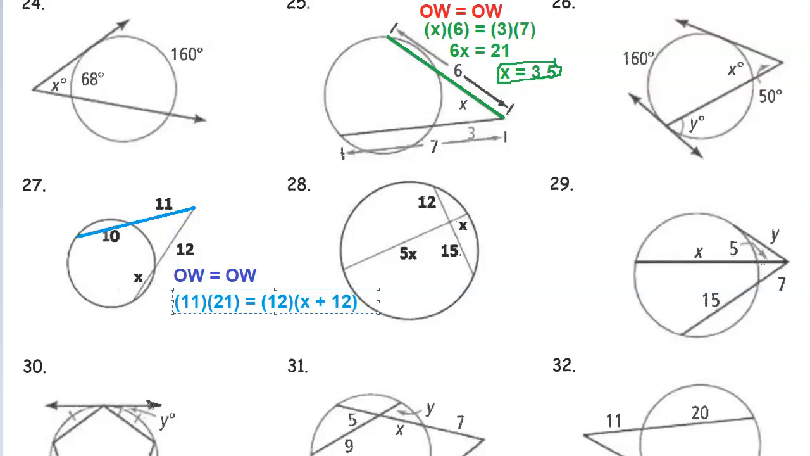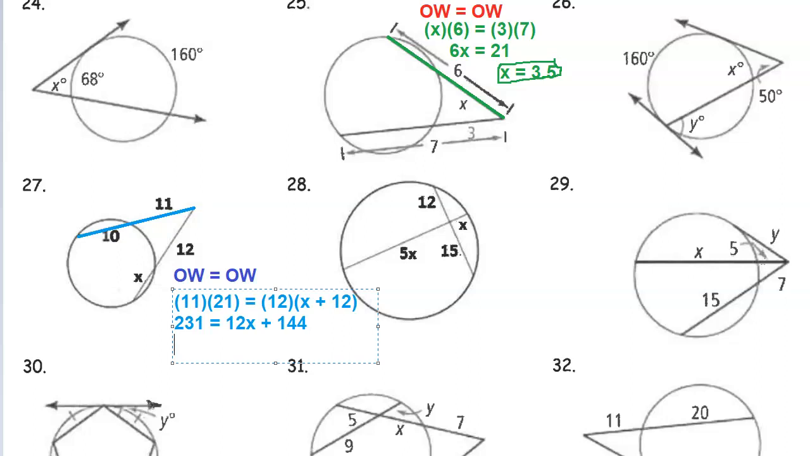So that's the one that people mess up all the time. So I just want to make you aware of it because it is going to come up again and again and again. It always seems to. So on the left side, you do 11 times 21, which is 231. On the right side, you distribute, and you get 12x plus 144.